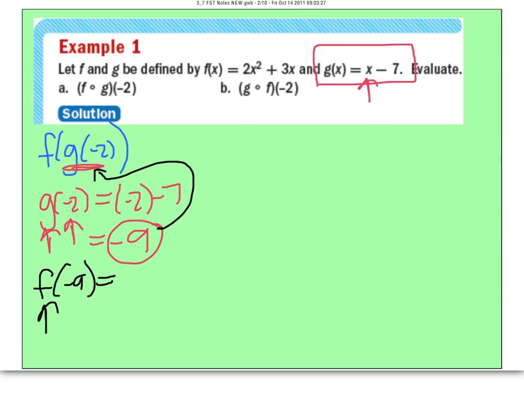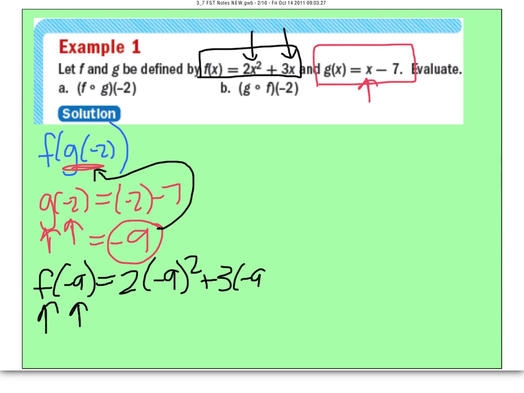Well, it says go to the f function. That's this one right here. Wherever you see x, put negative 9. So it's 2 times negative 9 squared plus 3 times negative 9. Now doing your order of operations, we're going to do negative 9 squared first, which is 81, then times it by 2, so we'll get 162. This will be negative 27, so this will give us an answer of 135.